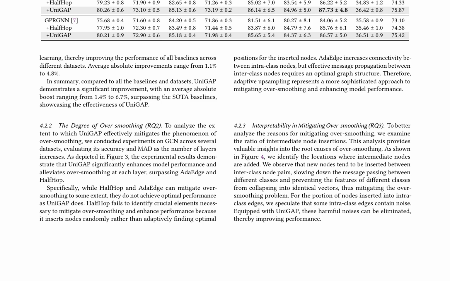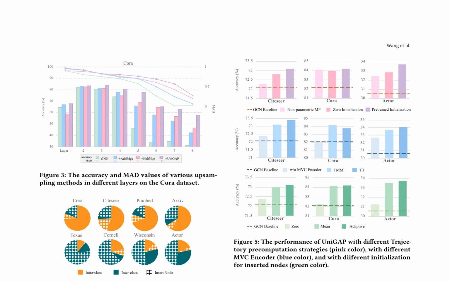Figure 4 shows that new nodes tend to be inserted between interclass node pairs, slowing down the message passing between different classes and preventing the features of different classes from collapsing into identical vectors.